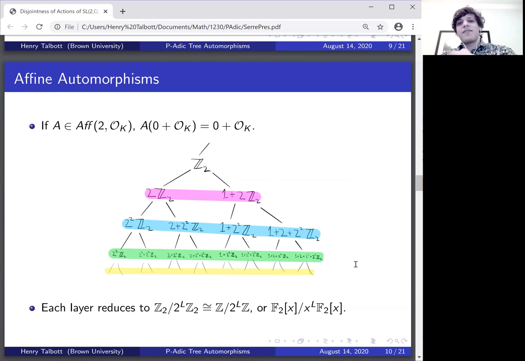The nice property affine maps have is that they fix the ball of integers, either Z_2 or power series over F_2. This means that they're also going to fix all the balls above that.